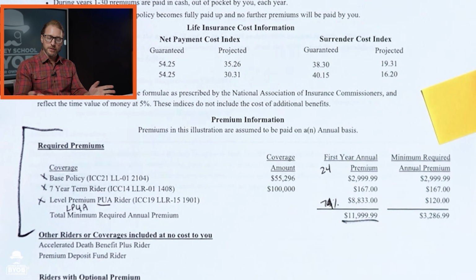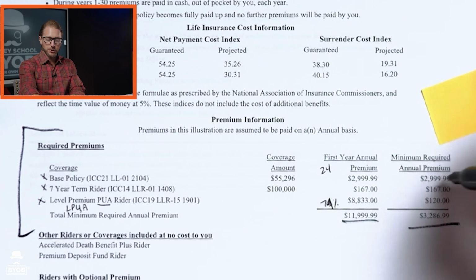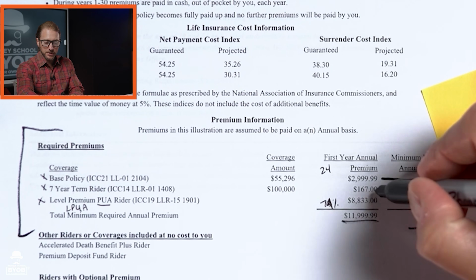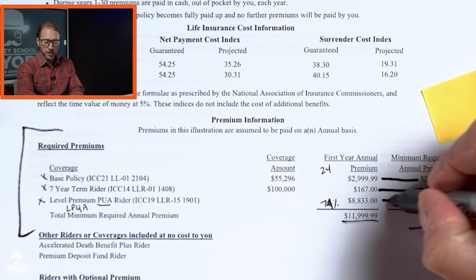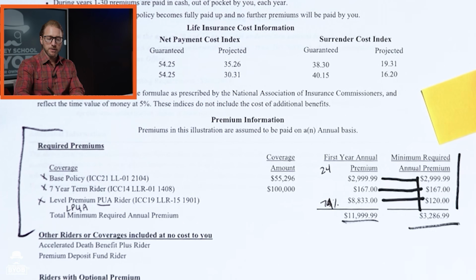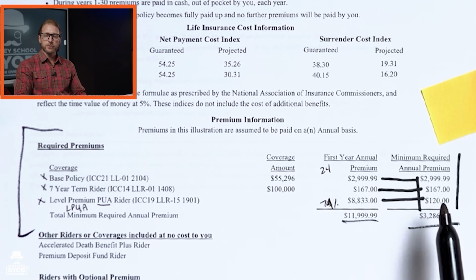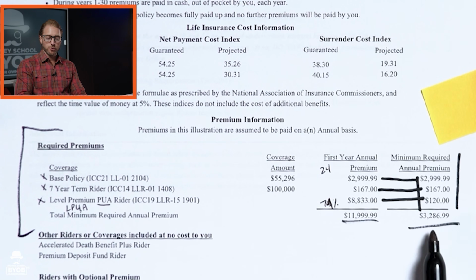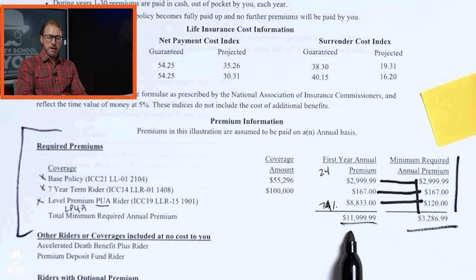So now you're at $11,999.99. The minimum required, as you can see over here, is the base plus the term plus that $10 or $120. This is your absolute minimum that is required to run this plan. $3,286.99, and the max you can put in, $11,999.99. Remember, we looked at the MEC rule, it was $11,800 and something. That would be your absolute max, and if you breach that, the policy becomes a MEC.